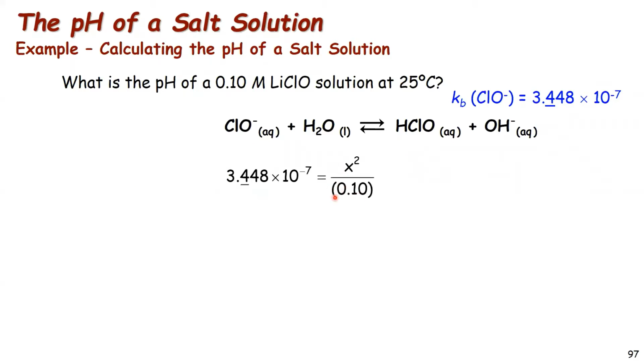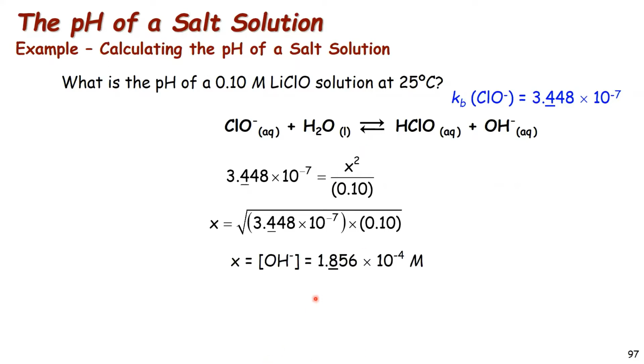So we'll multiply both sides by 0.1, and then we'll take the square root of both sides to get rid of the x squared, and that gives me an x value of 1.8 times 10 to the negative 4. But remember, that x is the equilibrium concentration of the hydroxide ion, so that x is the hydroxide ion concentration.